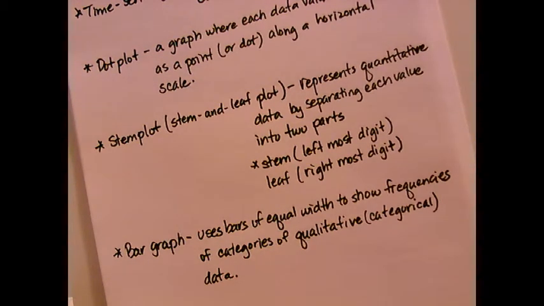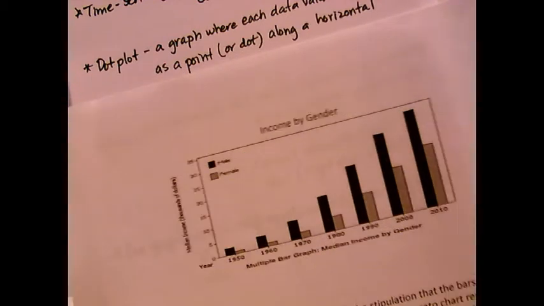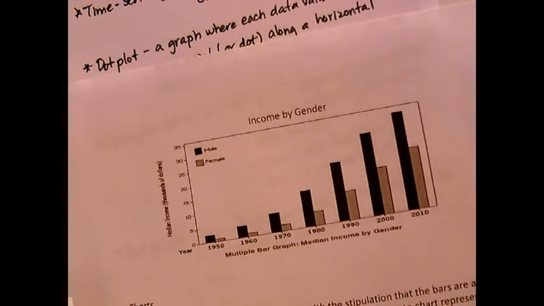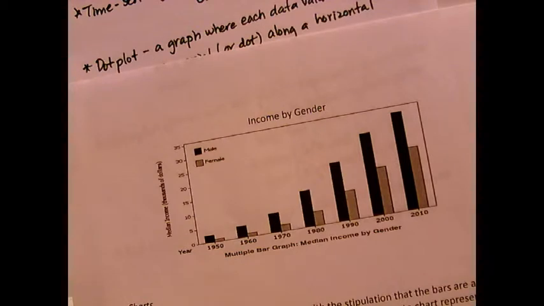Okay. And let me give you an illustration of what a bar graph looks like. By the way, this is a multiple bar graph. This shows the income by gender, where the darker bar represents the male and the one in gray represents the female, from 1950 up to 2010. So we're looking at the median income by gender. So this is a representation of a bar graph, or more specifically, a multiple bar graph.